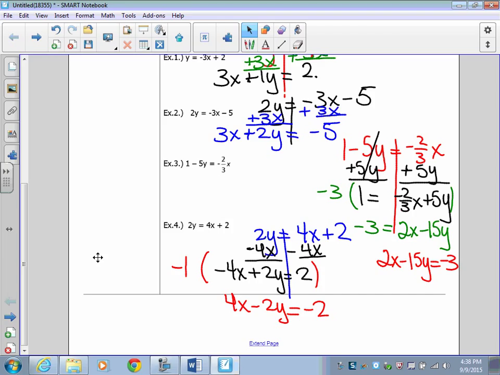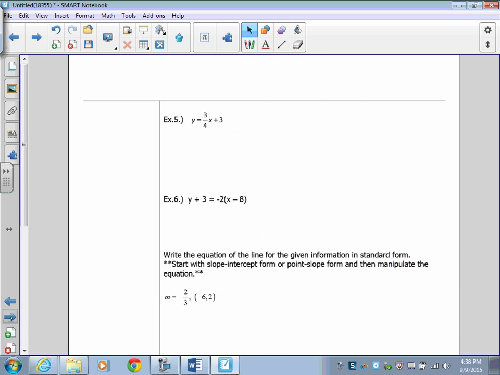This is examples 1 through 4. I hope that you've written these down because now we're moving to page 2. On page 2, you have example 5 and example 6. Example 5 works just like example 1, example 2, and example 4. So I'm not going to explain that one to you. I'm simply just going to work it out. But I will explain example number 6.